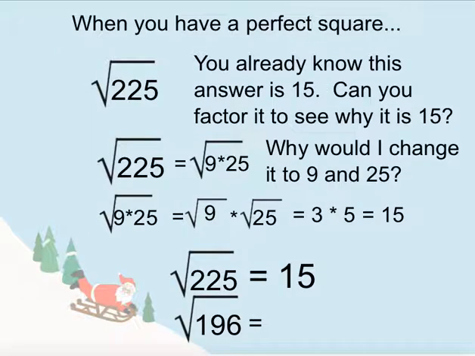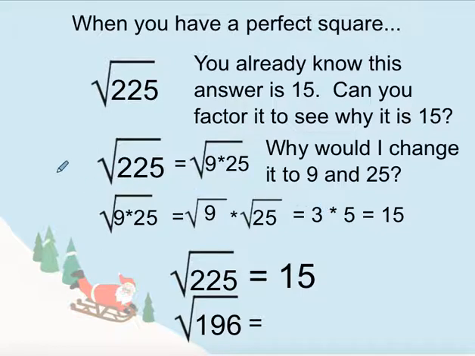So trying a couple of these, let's say we have the square root of 225. Well, we could split up the square root of 225 into the square root of 9 times 25, or the square root of 9 times the square root of 25, which makes it a little bit easier to see that the square root of 9 is 3, the square root of 25 is 5. And when we multiply them, we say that the square root of 225 is 15.